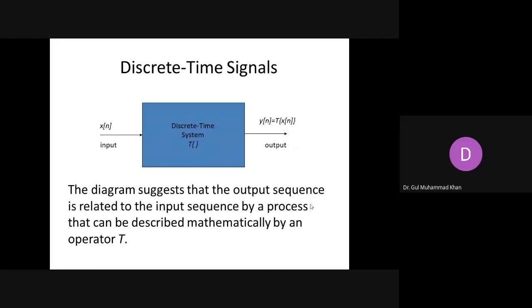Now, regarding discrete time signals, the input is usually represented by x of n. The output is usually represented by y of n. And then we have the transfer function. A signal has to go through this system, which has some specific transfer function that operates on the input samples, and we get the output y of n. So this is a general diagram of any discrete time filter. It can be low pass, high pass, band pass, or any discrete time system.